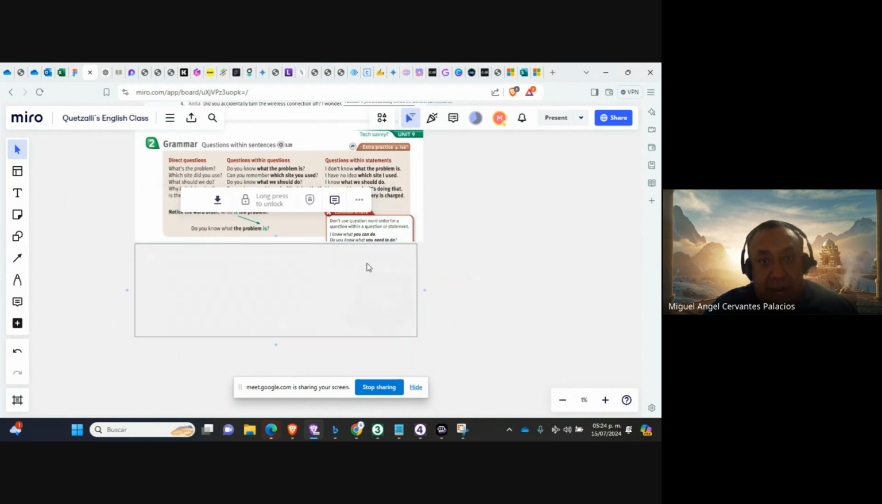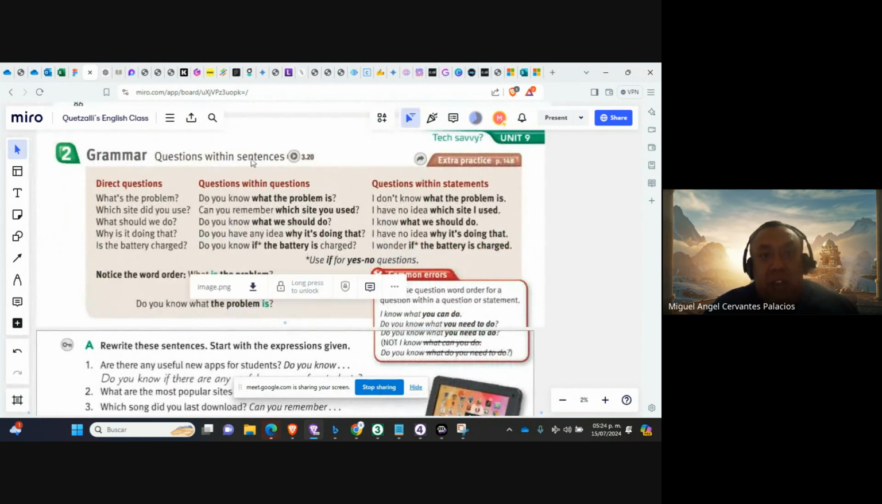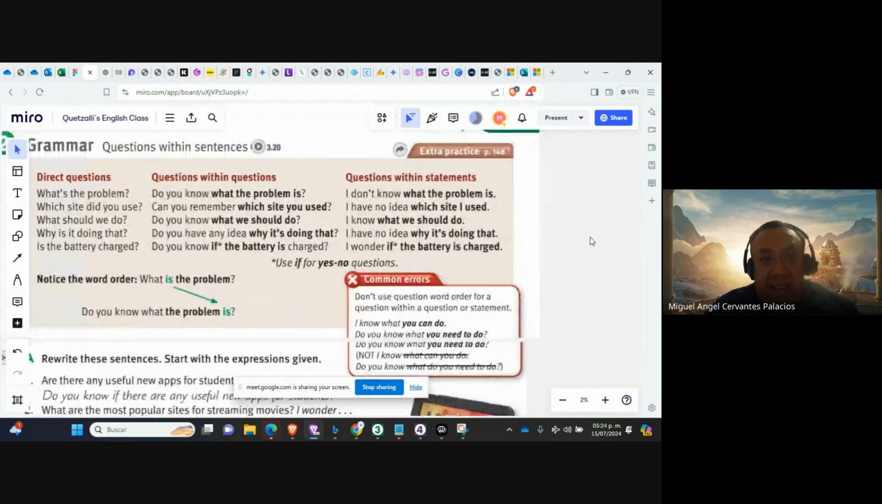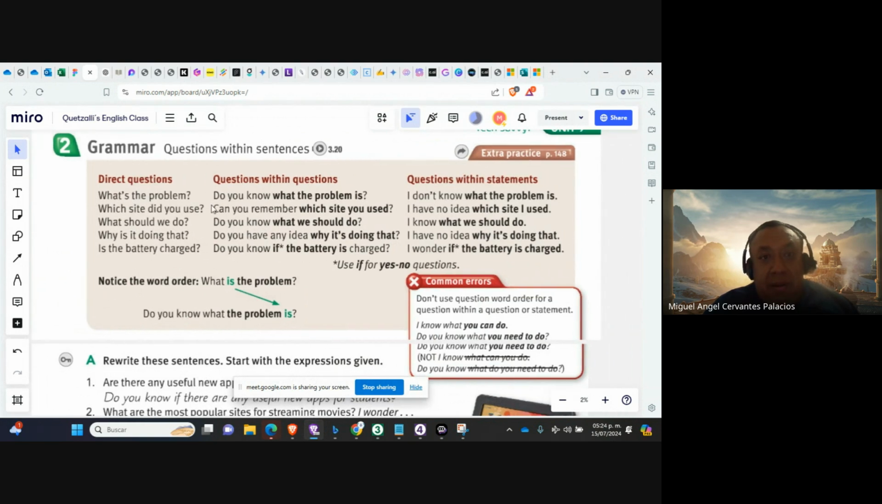Okay, so it's here. Here we have, it says, question within sentences. For example, a direct question: what is the problem? Question within question: do you know what the problem is? Or question within statements: I don't know what the problem is. So we have two possibilities: to make direct questions, to make questions within questions, and to make questions within statements or sentences.